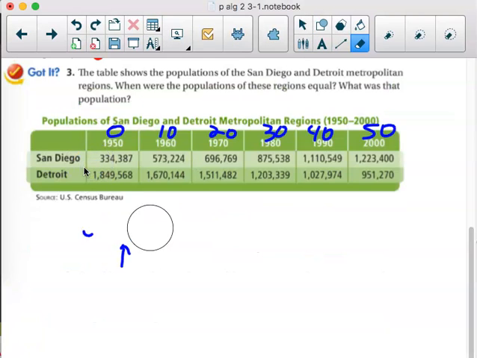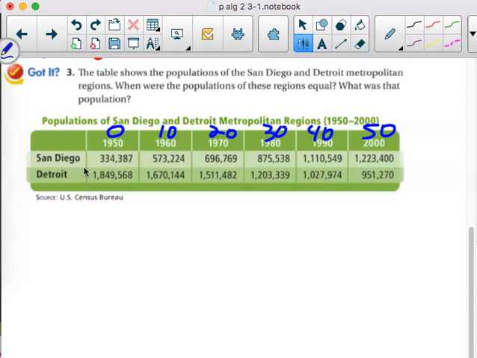All right, so I hope you've gone ahead and gotten your 0, 10, 20, 30, 40, 50 on there. Then, when we think about rounding into the millions place again, like the book did, we have to think of this as 0.334387 for San Diego. So that would be 0.3, because remember, we're doing this in millions. So it's like this says 0, 334, blah, blah, blah. So that'll be 0.3. This would be 0.6. This would be 0.7. This would be 0.9.